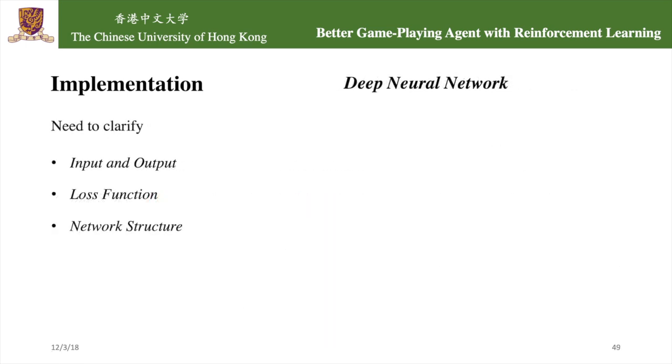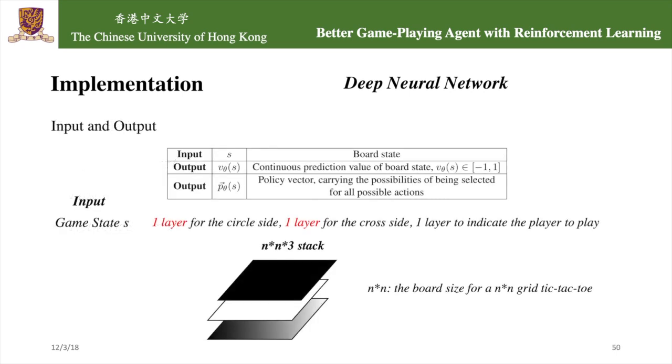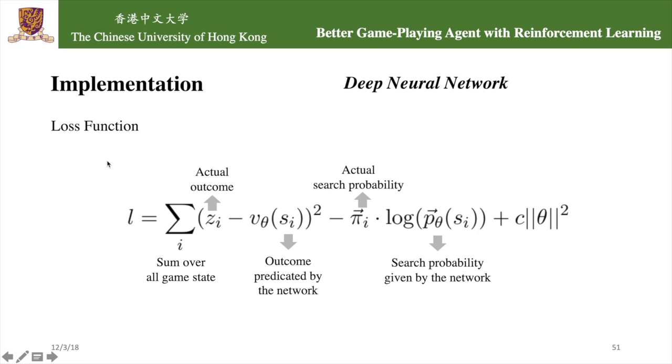For the deep neural network, we also need to clarify three things: the input and the output, the loss function, and the network structure. For the input and the output, I have discussed the input already, and similar to AlphaGo Zero, we also have one input and two outputs. For the loss function, we generally follow the idea of AlphaGo Zero, but we delete the L2 regularization to reduce the difficulty of my implementation work.